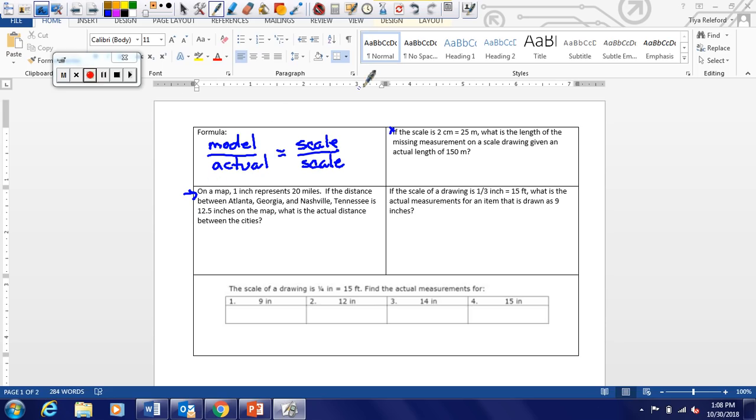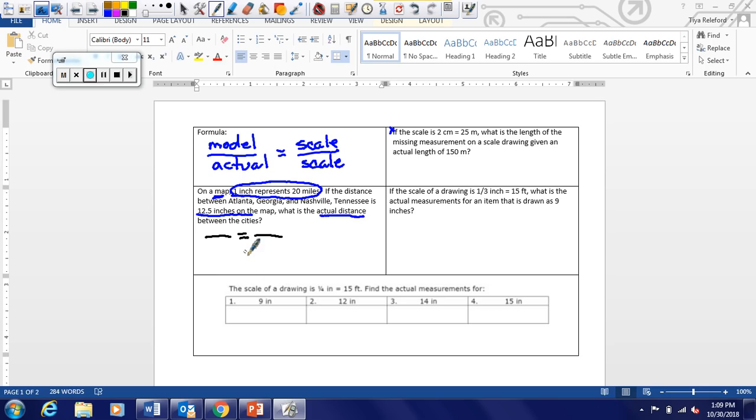It says on a map, 1 inch represents 20 miles. If the distance between Atlanta, Georgia and Nashville, Tennessee is 12.5 inches on the map, what is the actual distance between the two cities? So this word map, it's a keyword. It tells you you're probably doing a scale problem. When you see map, I want you to think, bing, proportions. Just like we do a lot of proportions, right? So our proportion, half of it is going to be our scale.